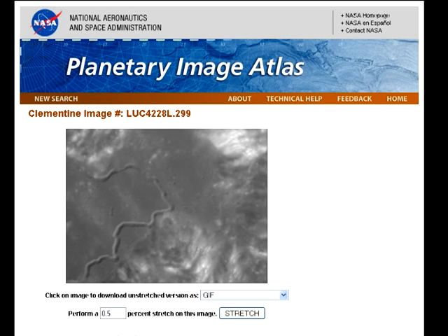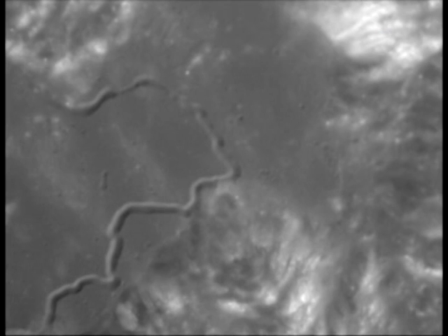Here is the first image I pulled up. It's image number LUC4228L.299. First of all, the picture size is only 384 by 288 pixels, so blowing it up in Sony Vegas only distorts the picture quality.